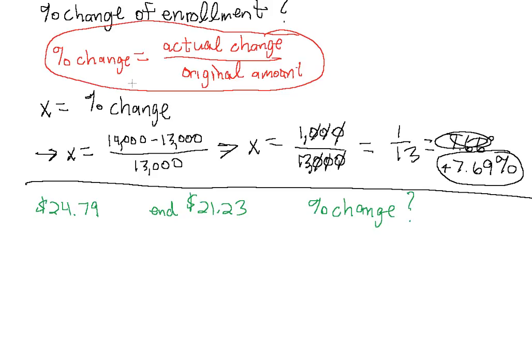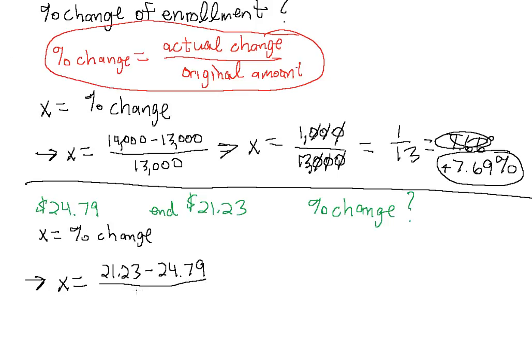And again, we actually have our formula already set up for this type of problem. So we're going to let x equal the percent change that we want to solve for. So our formula: x equals the actual change. We need the actual change here, so it's our final amount minus our original amount. The amount at the end of the year, our final amount, was $21.23, and our original amount was $24.79. Okay, so this will give us our actual change that occurred during the year. And this is divided by our original amount, which was $24.79. And we simply solve this, which will give us our percent of change.